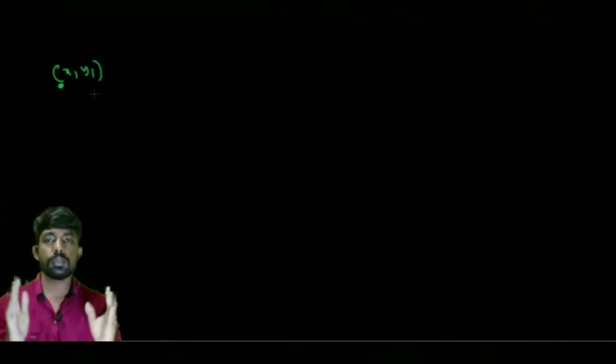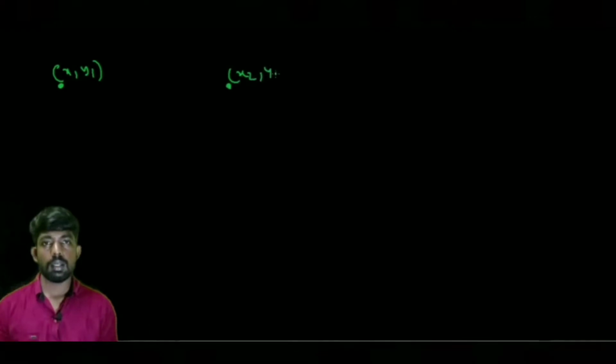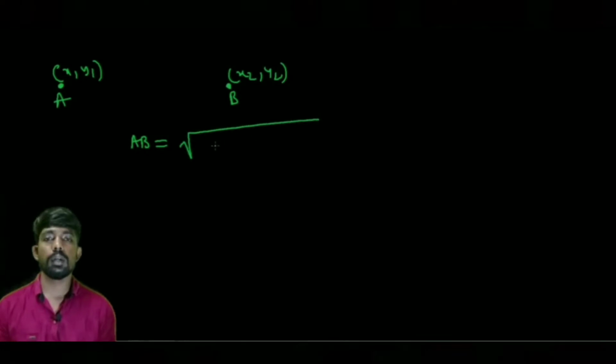Let us consider an object placed at coordinates (x1, y1). Let us first visualize two dimensions. Another object is placed at coordinates (x2, y2). Then I want to know the distance between the two objects. The distance between the two objects has the formula AB equals the square root of (x2 minus x1) whole squared plus (y2 minus y1) whole squared.